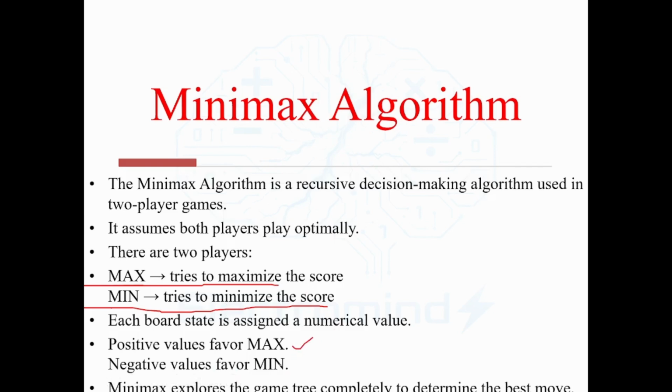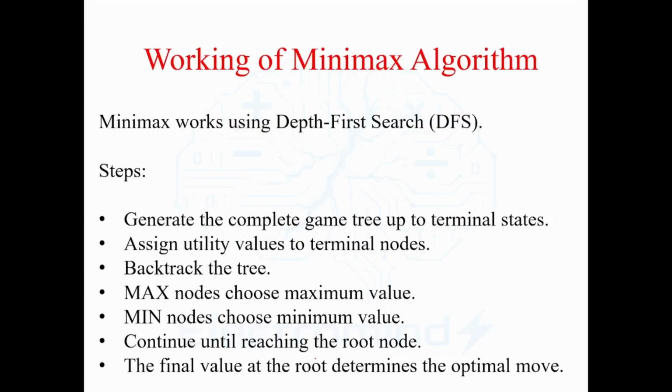So negative value will give the favor to the min. So min-max explores the entire game tree to determine the best possible, or otherwise best optimal move. So let us see the working of the min-max algorithm. The min-max algorithm works by using the depth first search technique.